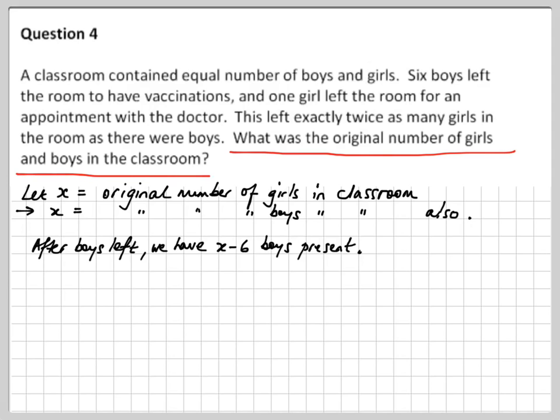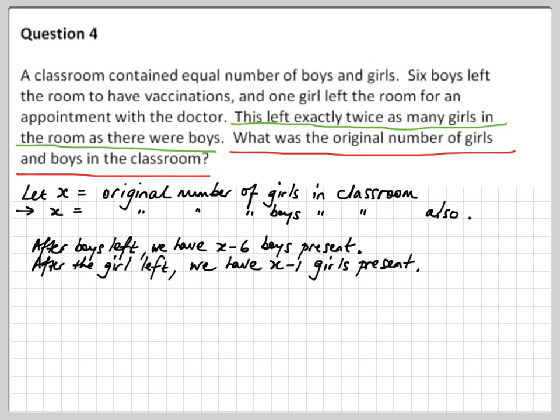Now, come on, I want you to do the same thing with the girls, right? After the one girl left to go to the doctor, how many girls have we got left? Yes, we've got X minus 1 girls present, okay? Now, what is the next sentence telling us? This left, I'll show you. There it is in green. This left exactly twice as many girls in the room as there were boys.